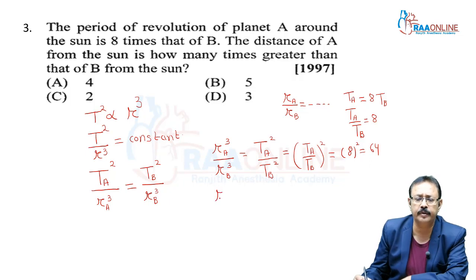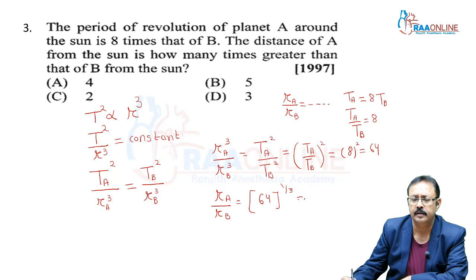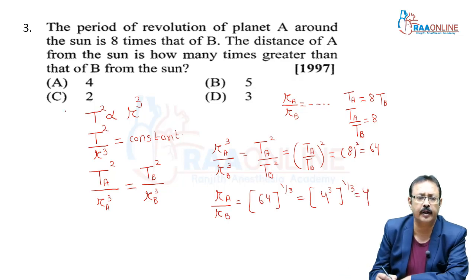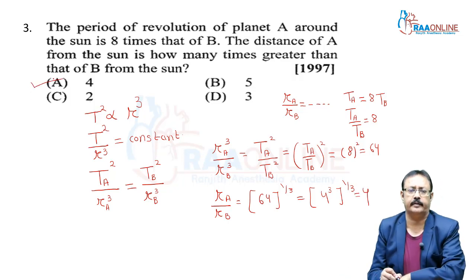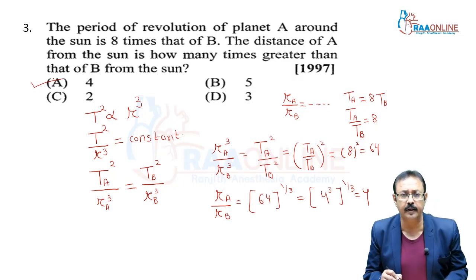Taking cube root, we are getting RA by RB is equal to cube root of 64. What is cube root of 64? 64 is 4 cube. So we are getting 4. So we are going with option A.